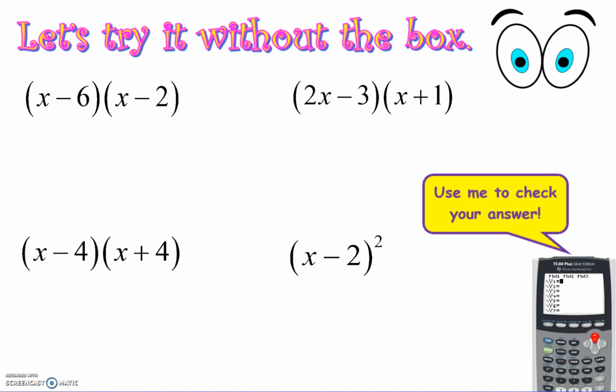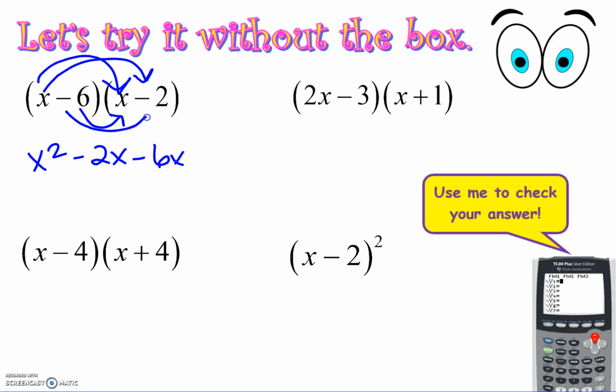Alright, let's try it without the box. Make sure you are writing these examples down so you have something to go back to when you're doing it in class. Alright, first one: x times x is x squared. x times negative 2 is negative 2x. Negative 6 times x is negative 6x. And negative 6 times negative 2 is plus 12. Combine your like terms, you get x squared minus 8x plus 12.